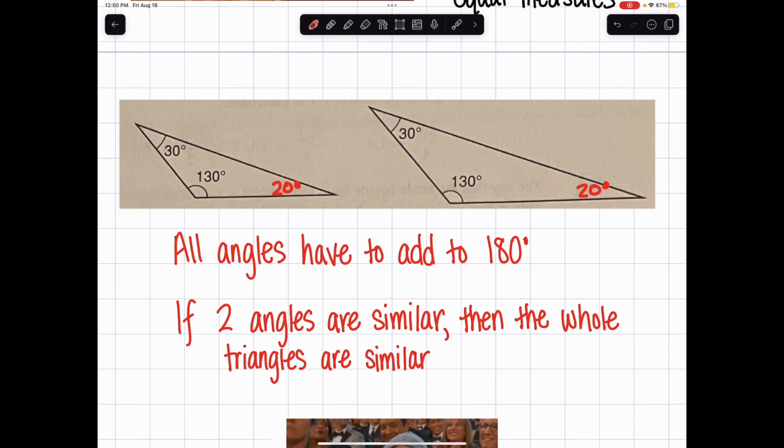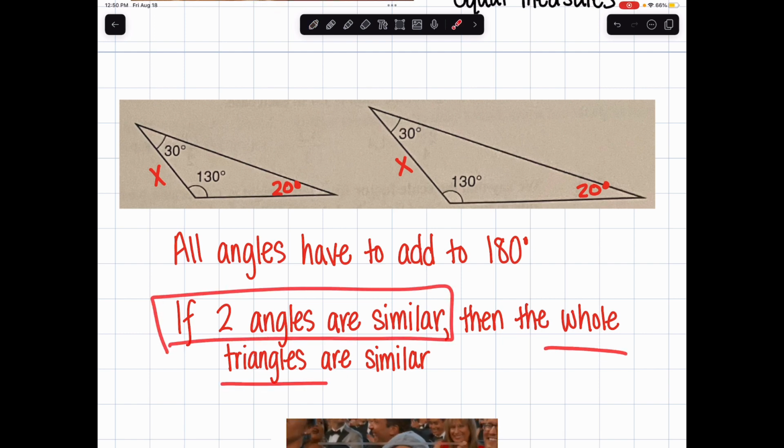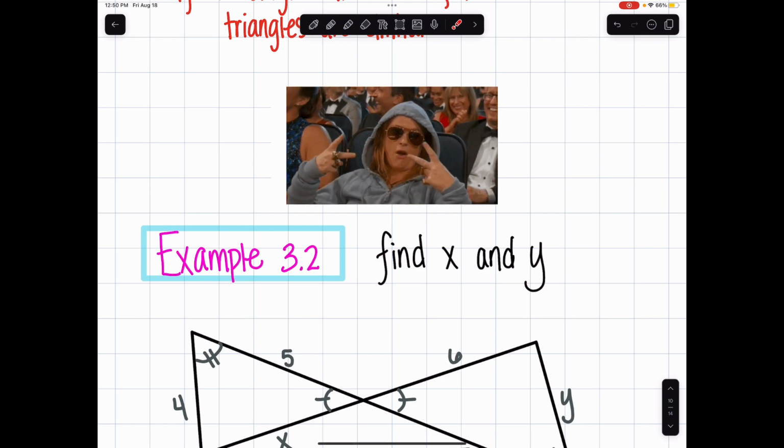So that means all of the angles are proportional. All of the sides have to be proportional. This is going to be the same as this side over here. Not the same length, but proportional. Okay? Now we know that all you have to have are two angles that are similar, and then the whole triangles are going to be similar. That's so cool, isn't it?